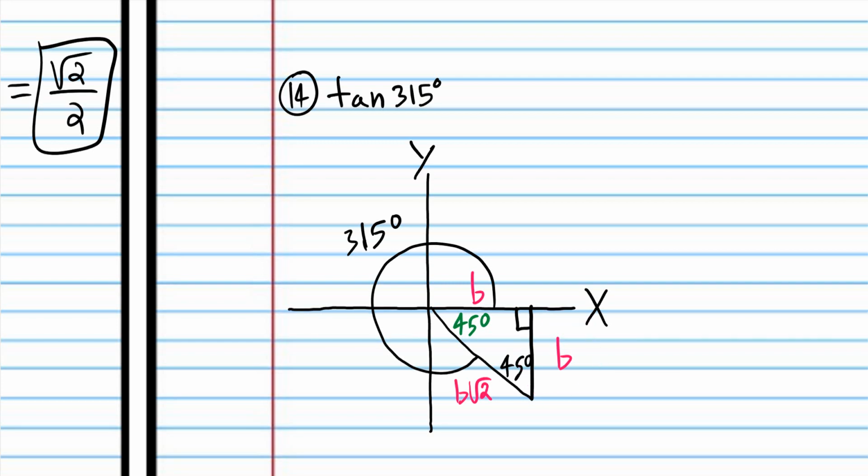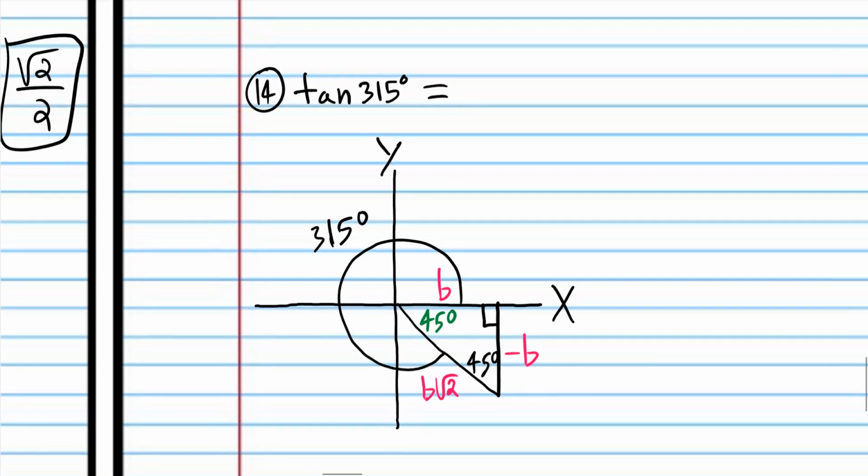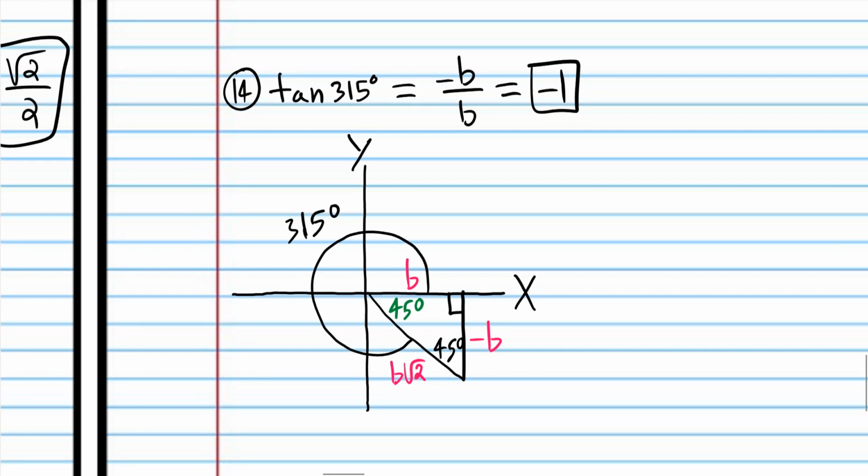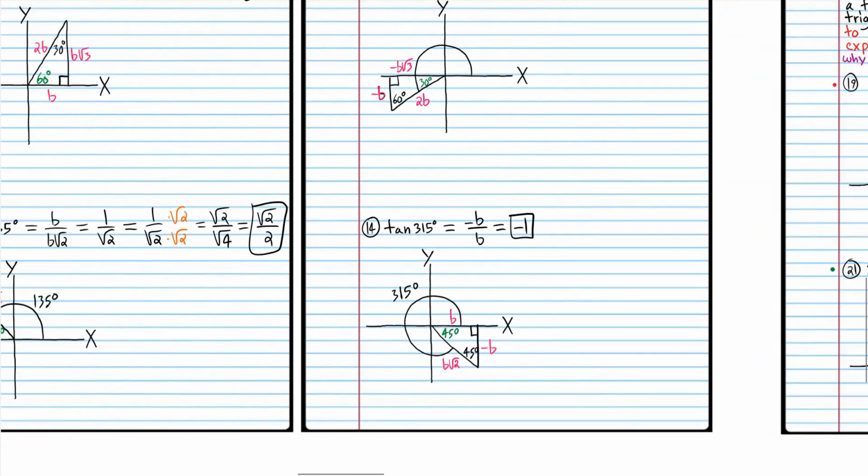But this side has to be negative, because it's below the x-axis. So we're going to use the reference angle to calculate tangent 315 degrees. And so that's defined to be the side opposite the reference angle divided by the side adjacent, which is -1. So there you go. If you got that right, excellent.